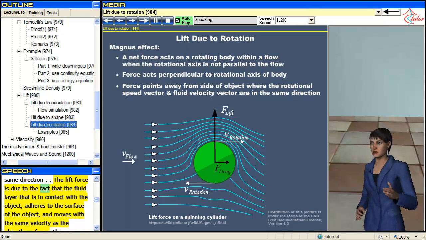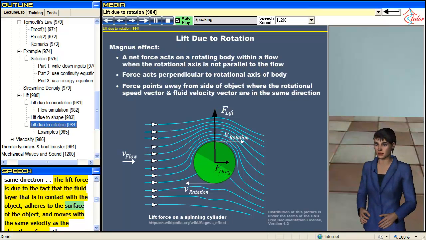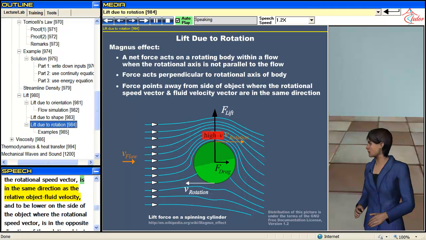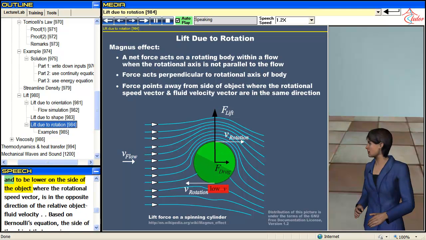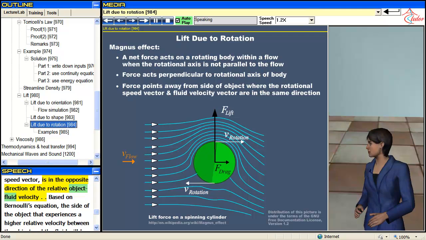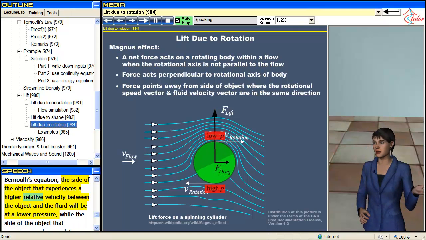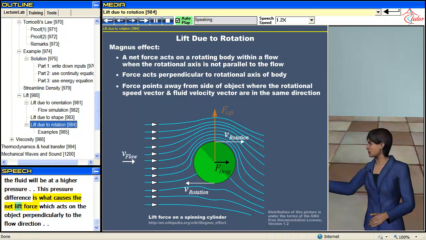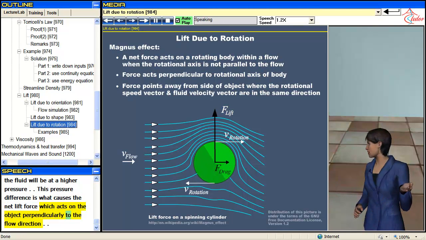The lift force is due to the fact that the fluid layer that is in contact with the object adheres to the surface of the object, and moves with the same velocity as the object's surface. This causes the fluid velocity to be higher on the side of the object where the rotational speed vector is in the same direction as the relative object-fluid velocity, and to be lower on the side where the rotational speed vector is in the opposite direction. Based on Bernoulli's equation, the side that experiences a higher relative velocity between the object and the fluid will be at a lower pressure, while the side that experiences a lower relative velocity will be at a higher pressure. This pressure difference is what causes the net lift force, which acts on the object perpendicularly to the flow direction.